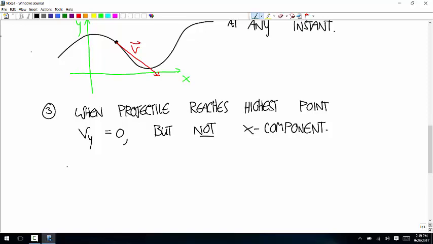I said that was the last one, but there is one more. So a lot of times we're going to have to figure out the velocity vector based on a speed and an angle.